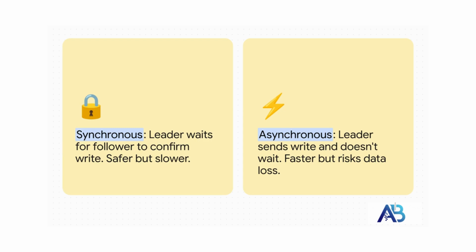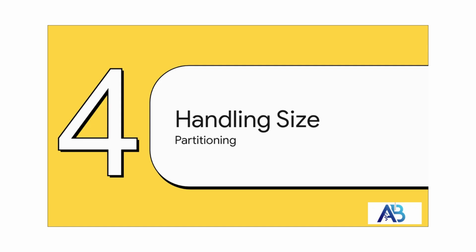Do you go with synchronous replication? That's where the main database waits for a copy to say, yep, got it, before moving on. It's way safer, guarantees you won't lose data, but it's also slower. Or do you go asynchronous for pure speed, where the leader just sends the data and hopes for the best? It's faster, but you accept a tiny risk that if the leader crashes right after a write, that data might be lost forever. So it's safety versus speed. What do you choose? So your app just keeps growing.